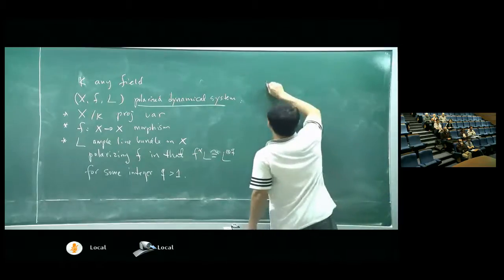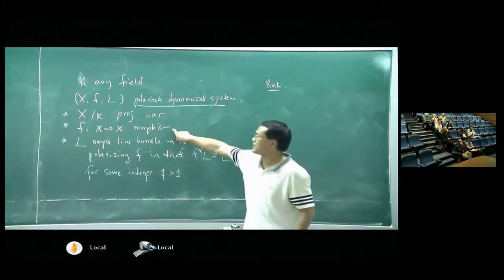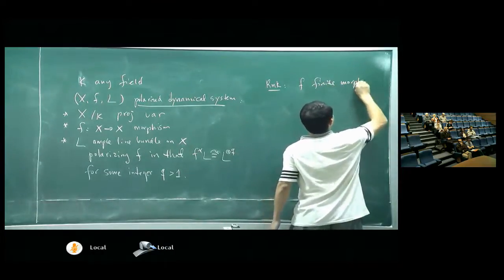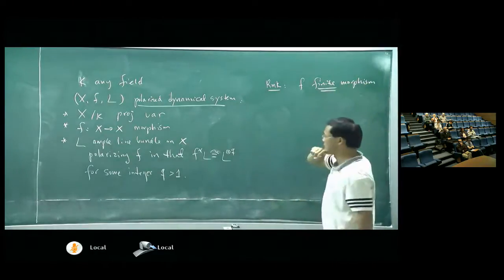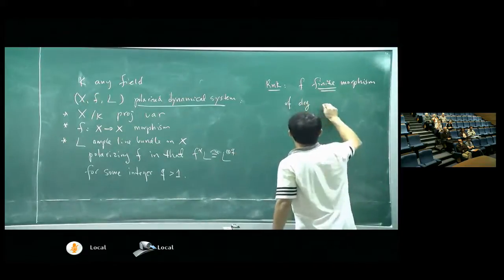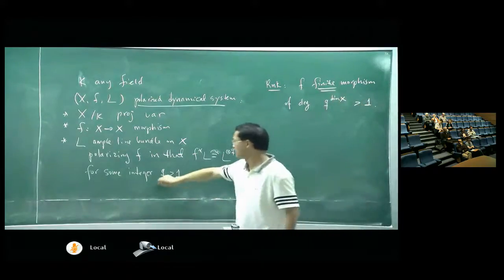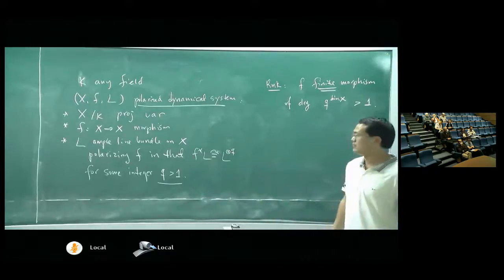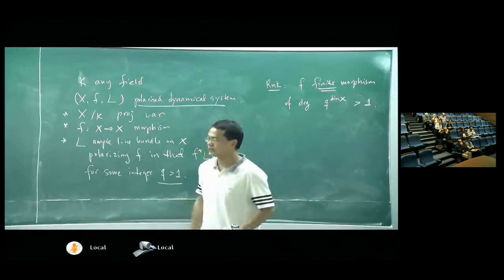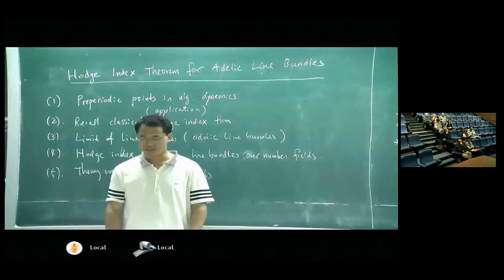There is one remark coming from the definition: this f is necessarily a finite map. And you can get the degree, which is coming from q. The degree is q to the dimension of X, so this is greater than 1 from our assumption. So we don't consider automorphisms here. The treatment does not work for automorphisms, since we need iteration to take limits, and if it is an automorphism, then we have a convergence problem.